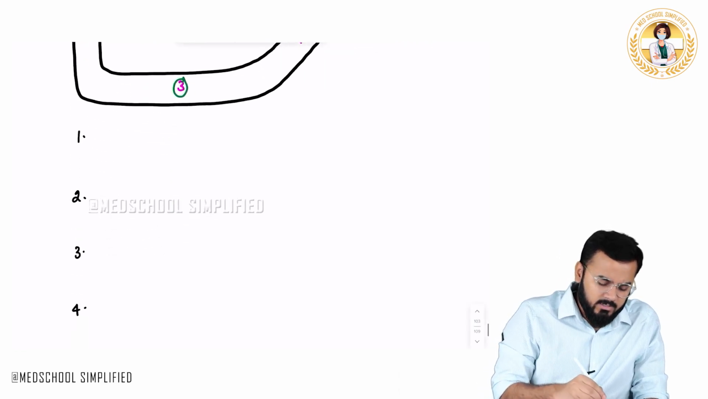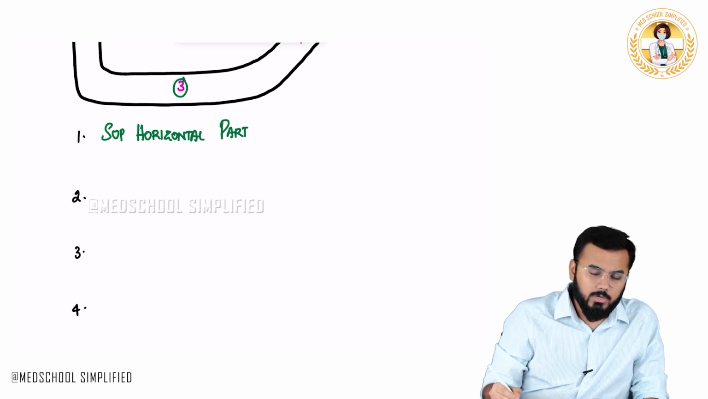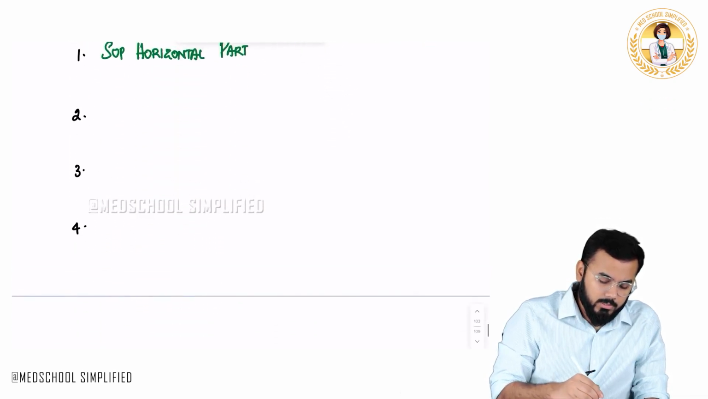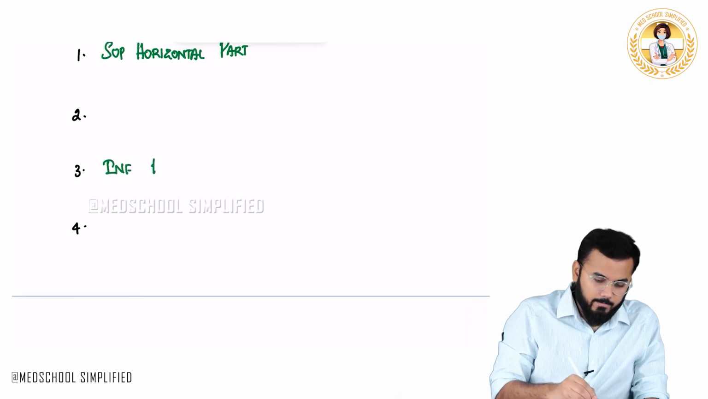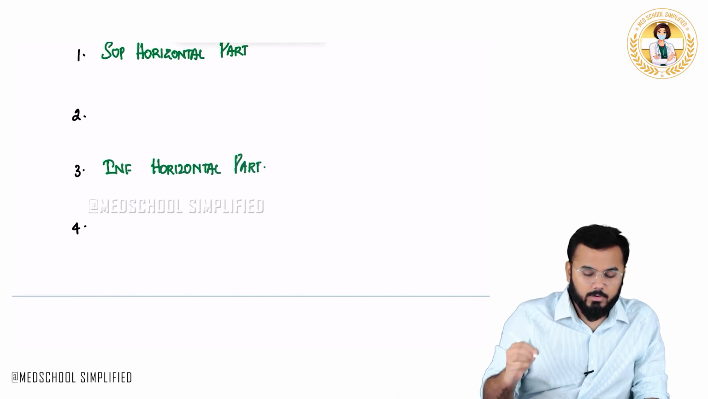So the first part is called the superior horizontal part of the duodenum. And look at the second part. Let me write down the third part also. The third part is called the inferior horizontal part. Superior horizontal part and inferior horizontal part.